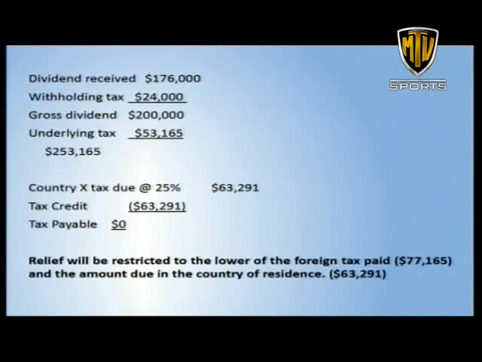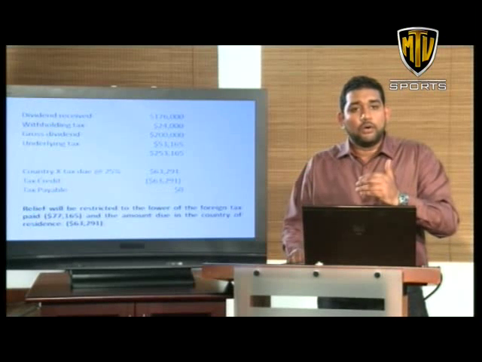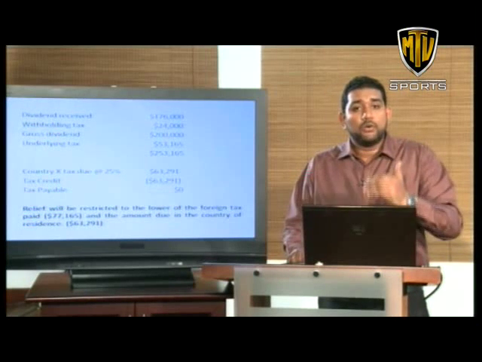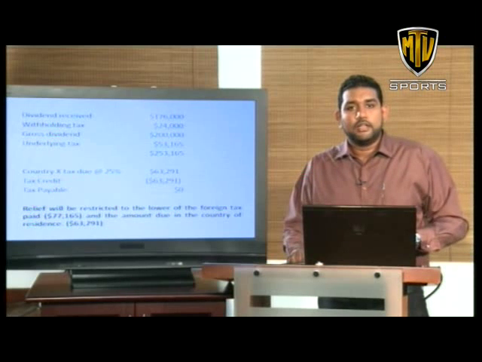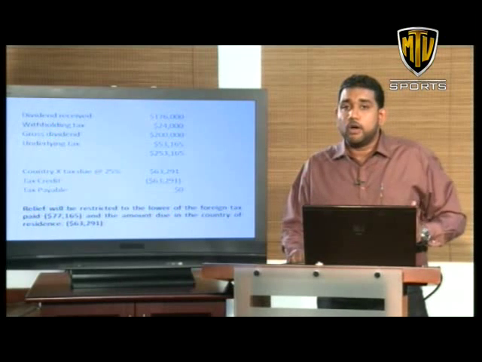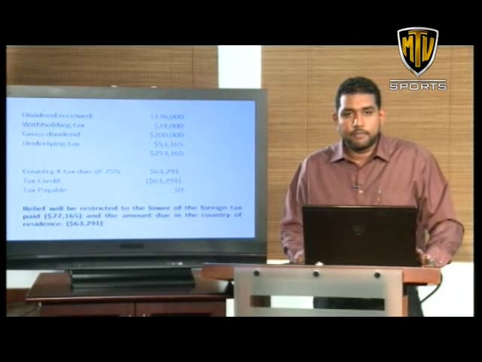Remember, the dividend that is received by HC is 176,000. How come this is going to be 176,000? The gross dividend is 200,000. On this gross dividend, 24,000 will be deducted as withholding tax. So this is the amount that is paid to the shareholder. HC is receiving the net amount, which is 176,000.